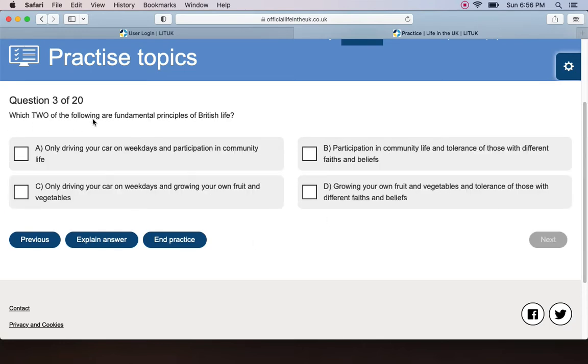Which two of the following are fundamental principles of British life? इनमें से दो आंसर हैं जो ब्रिटिश लाइफ के बुनियादी असूल हैं. Only driving your car on weekdays and participation in community life. Participation in community life and tolerance of those with different faiths and beliefs. Only driving your car on weekdays and growing your own fruit and vegetables. Growing your own fruit and vegetables and tolerance of those with different faiths and beliefs.